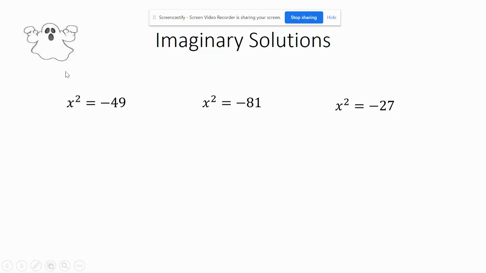Imaginary solutions. So I have a ghost. Are they imaginary or not? Who knows? But I do have imaginary numbers. And by that, I have, here's when I have x squared equals negative 49.